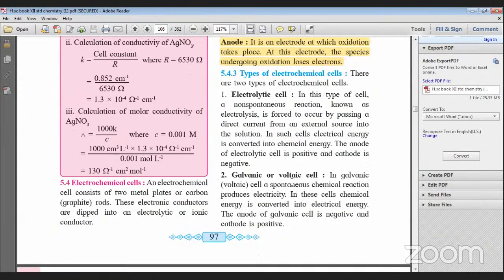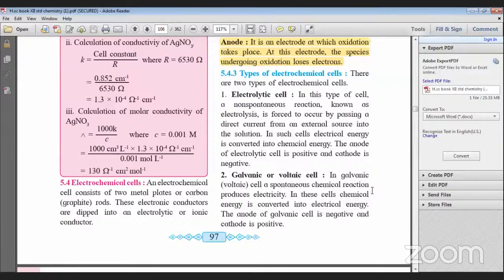Now next is the galvanic or voltaic cell. In a galvanic cell, another name is voltaic. So don't get confused about what you are studying. Galvanic and voltaic are both the same. In exam, either way it may come. Now here the type of reactions are spontaneous.